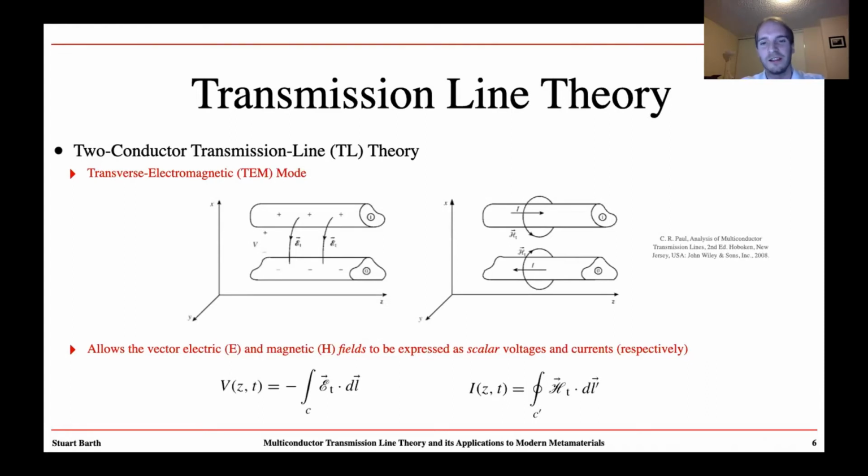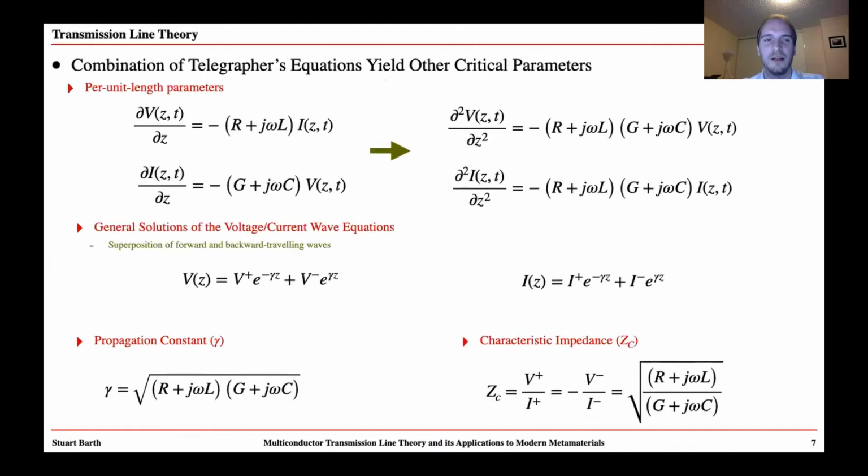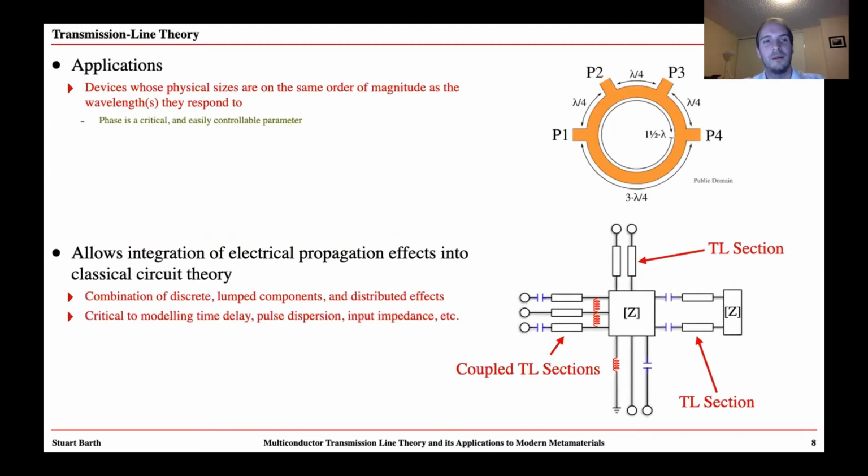And what transmission line theory does for us is that it allows us to express the vector electric and magnetic fields around these conductors as scalar voltages and currents. Right? Now, this may seem very elementary, but it's actually a very critical concept because what it allows us to do is express waves in these transmission lines by combining the telegrapher's equations, of course. And we know that we can derive wave equations in terms of both the voltages and the currents, in terms of the propagation constant shown in the bottom left and characteristic impedance shown in the bottom right. These are very canonical concepts. But the applications of transmission line theory specifically are very broad, right?